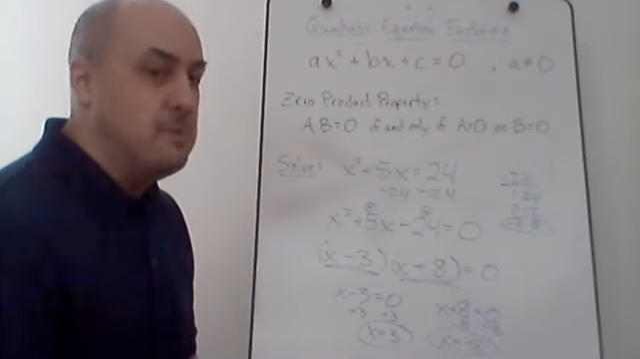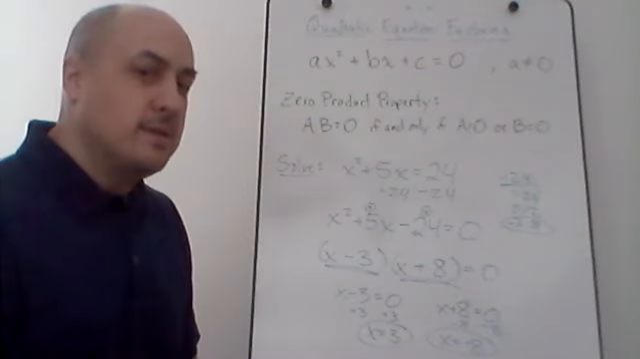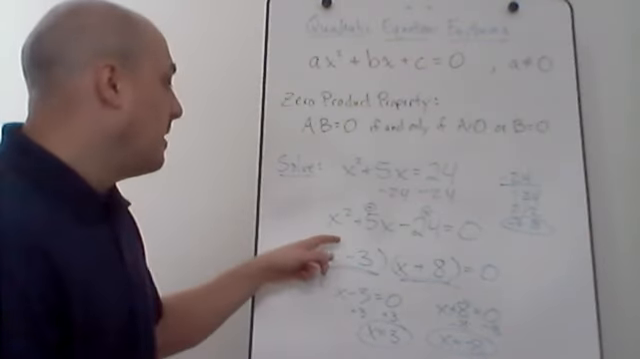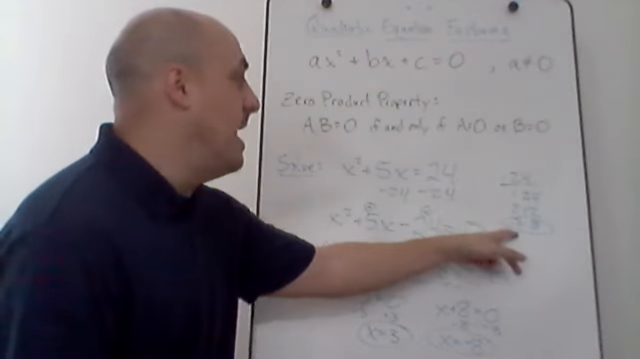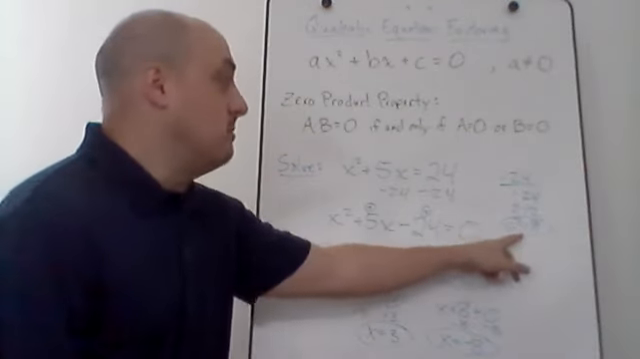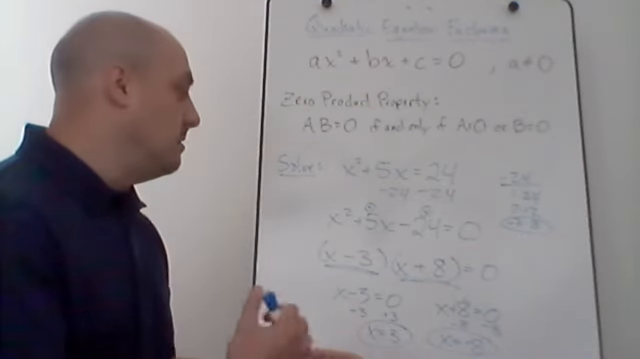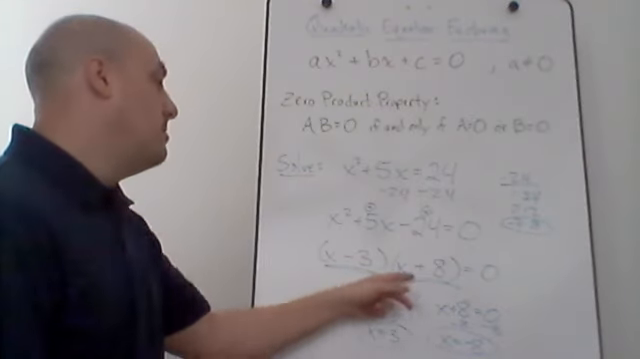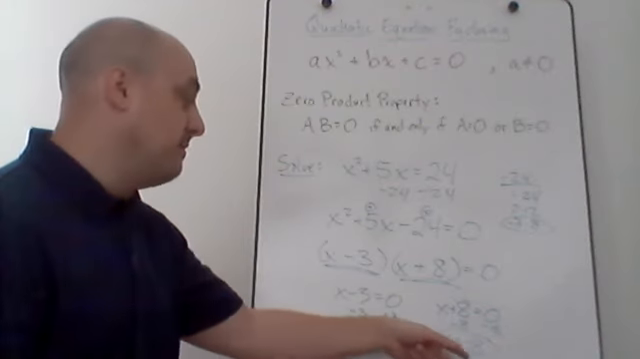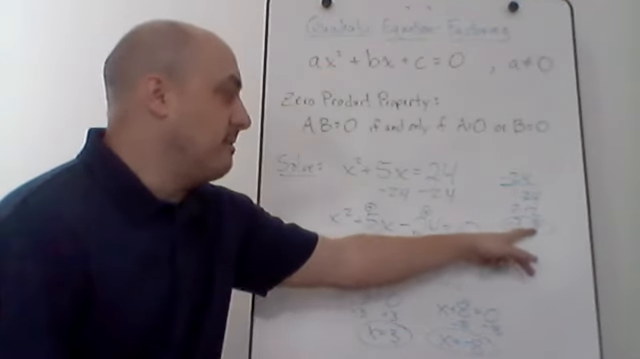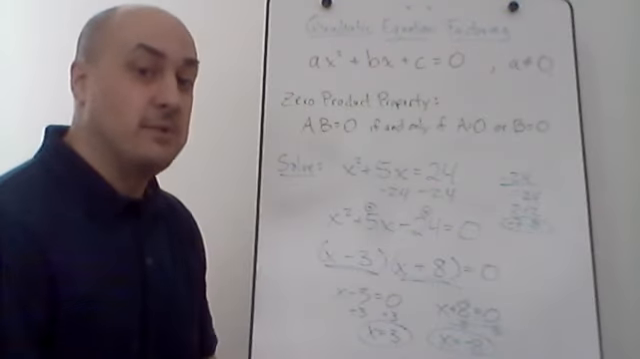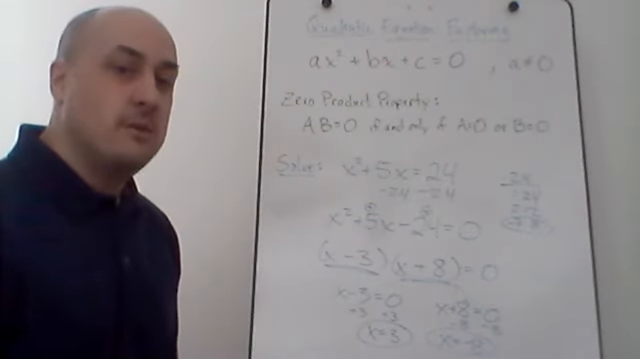A real common mistake people make when doing this type of problem, and I think it's just a matter of rushing through it, is figuring out, oh, when I factor this, it's going to be a negative 3 and an 8, therefore x equals negative 3 and x equals 8. Those are not the solutions to the problem. Those are the numbers you use to factor, and then when you actually solve the equation, you get positive 3 and negative 8, not negative 3 and positive 8, the numbers that you use for factoring. So just be careful of that. Take your time when you're going through it.